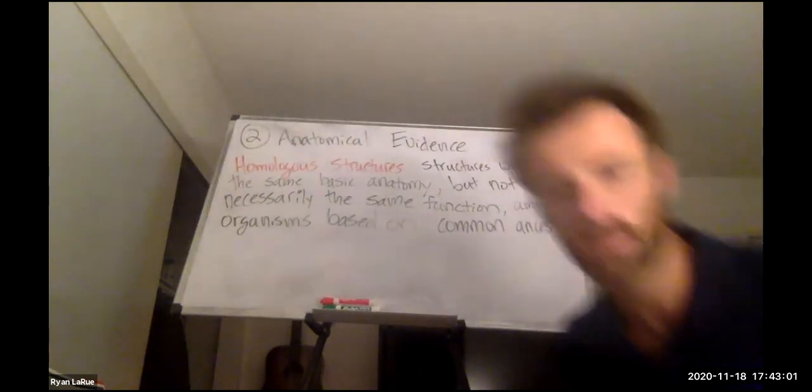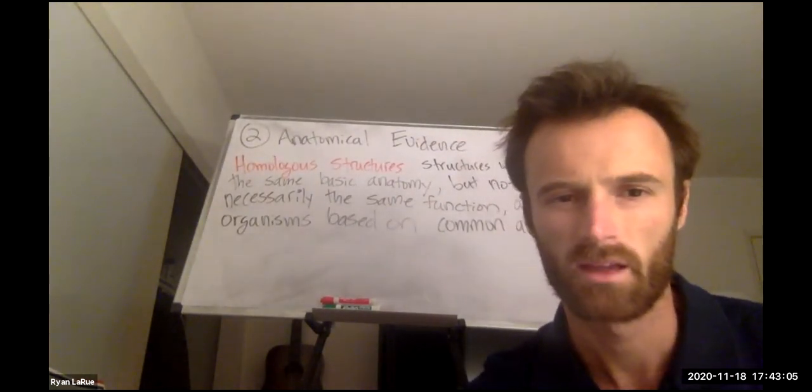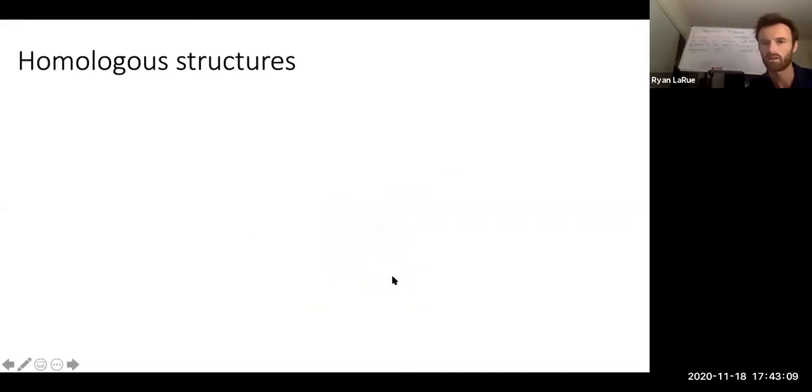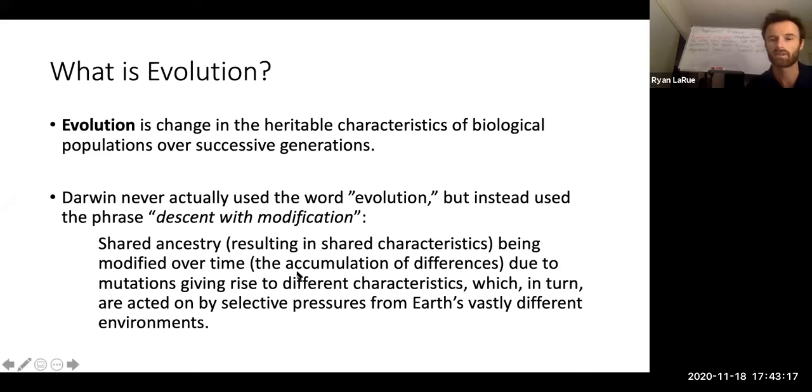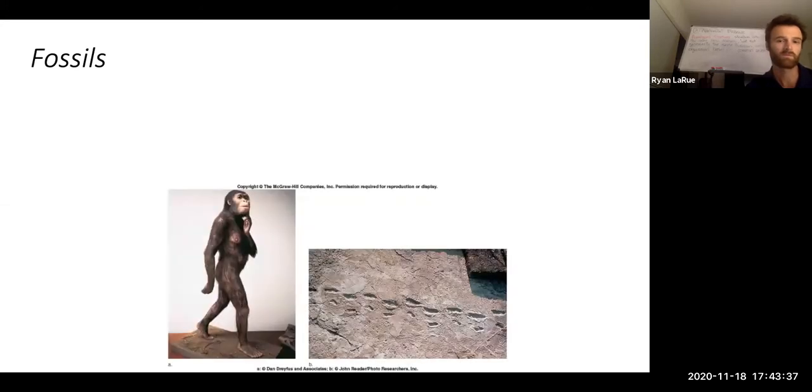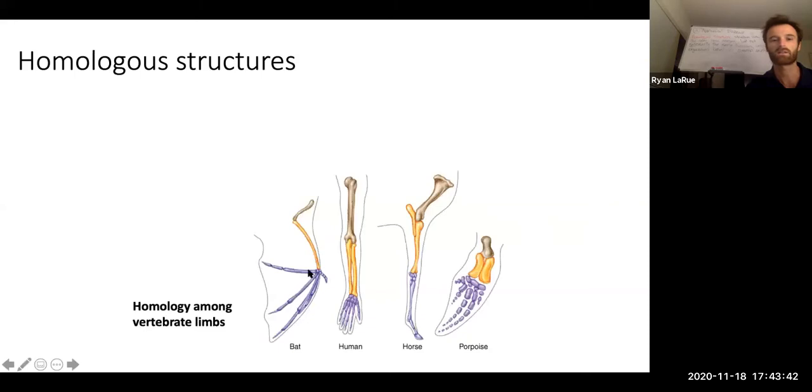Okay, so as I defined descent with modification last time, I'll go quickly back to that definition. So shared ancestry results in shared characteristics amongst organisms that are modified over time, right? We talked about this last time. And of course, they're modified and then acted on by the different environments on Earth that these organisms were exposed to. Obviously, as we can see with these homologous structures, a bat, a human, a horse, a porpoise, they live in very different environments, right? Porpoise swims, horses gallop, humans, we build things, we climb, bats fly.